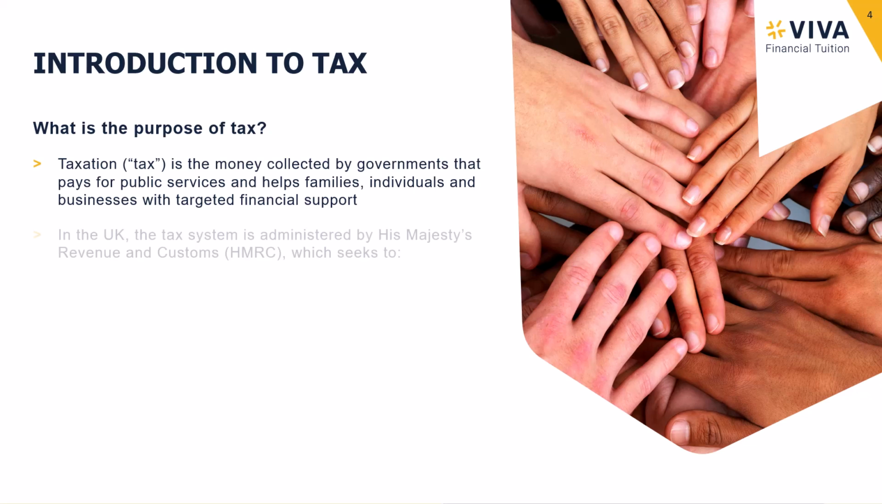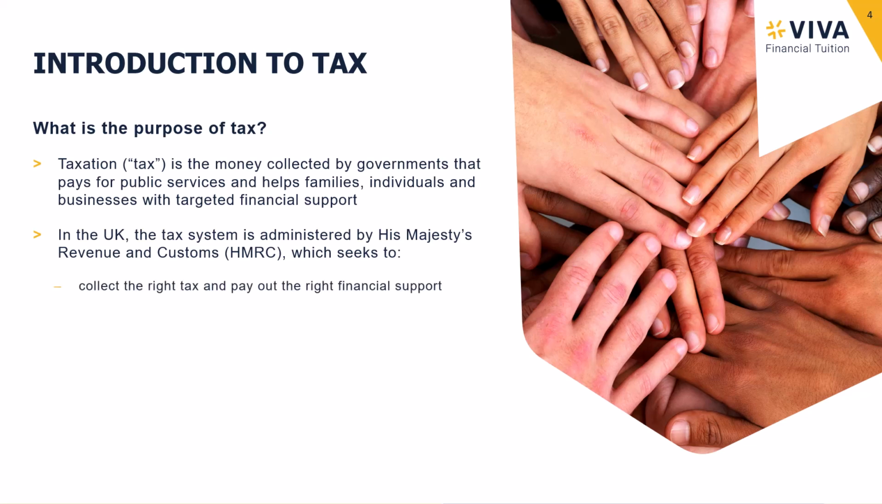In the UK, the tax system is administered by HMRC. So that is His Majesty's Revenue and Customs. And HMRC have a number of stated aims. Let's have a look at those. First up, they want to collect the correct amount of tax from taxpayers and also pay out the correct amount of financial support to those who need it. The system is designed to make it as easy as possible for taxpayers to calculate and pay across the correct amount of tax. But in order to make the system fair, it is also designed to make it hard to bend or break the rules.